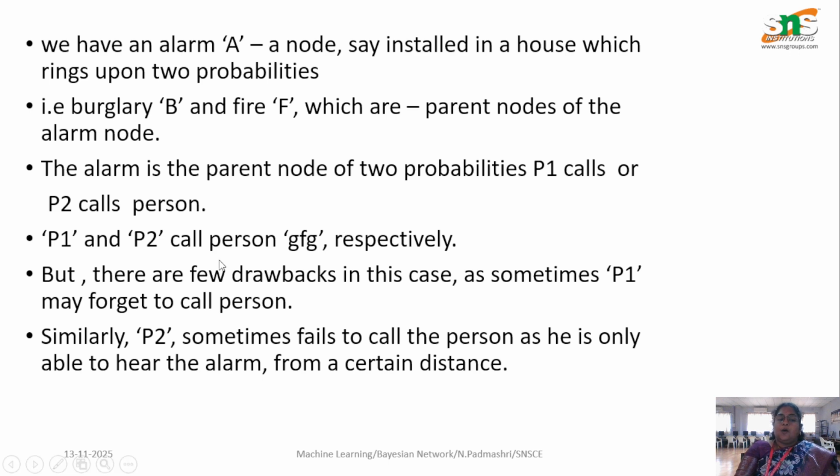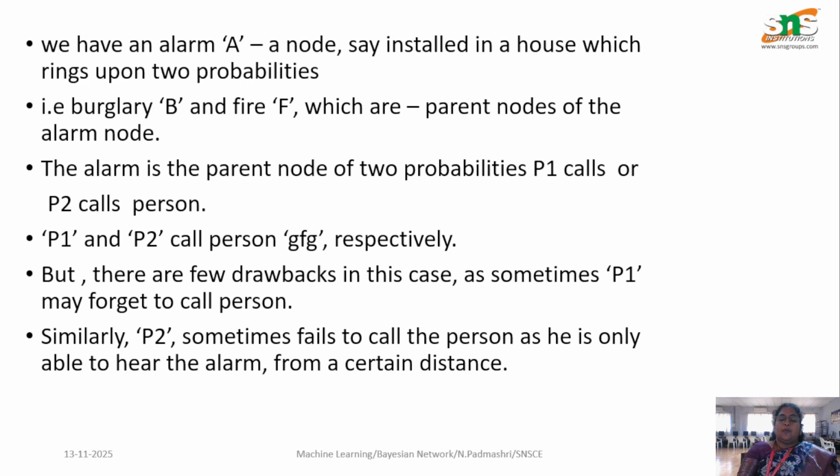Okay. So our P1 and P2 can call some other person. There is a third chance: some other person, say GFG or XYZ respectively. There are a few drawbacks. Sometimes P1 may forget to call a person, that is one chance, and P2 sometimes fails to call a particular person if he did not hear the alarm.